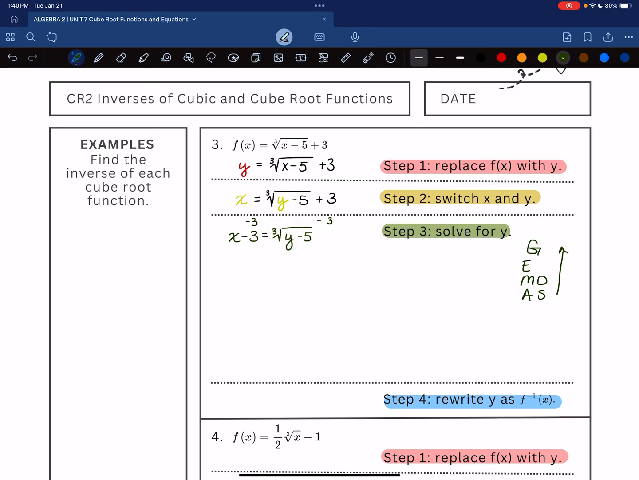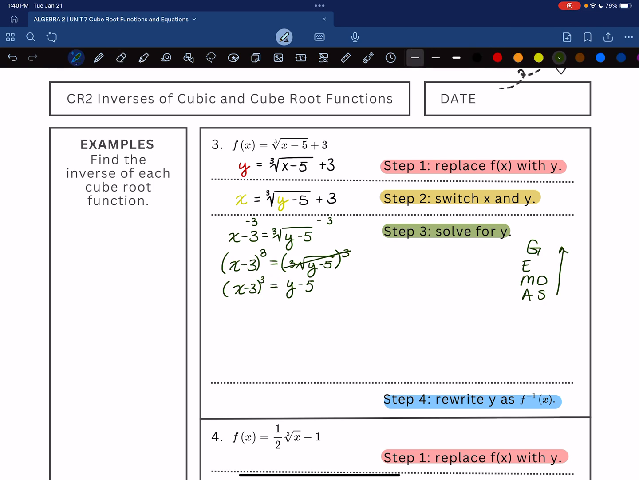So we'll need to do the opposite operation, and that is to take this and cube it. Take both sides and cube. That will undo the cube root, leaving us with just y minus 5 on the right. And now we have x minus 3 cubed.